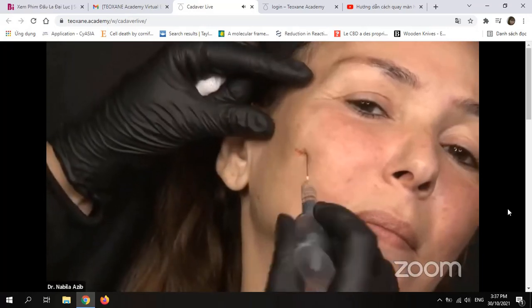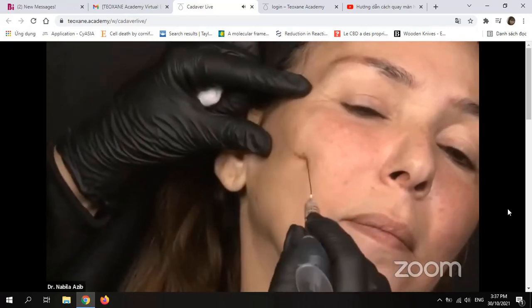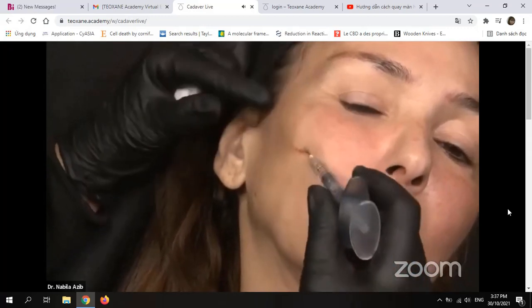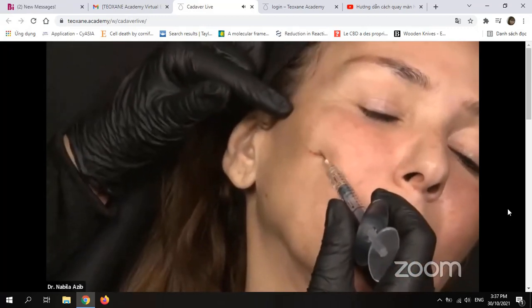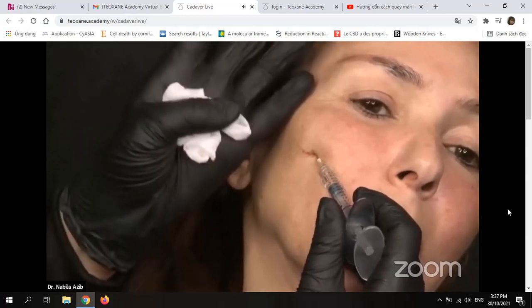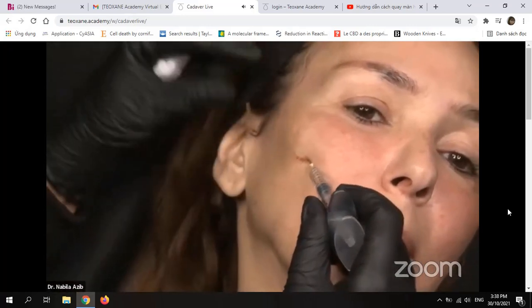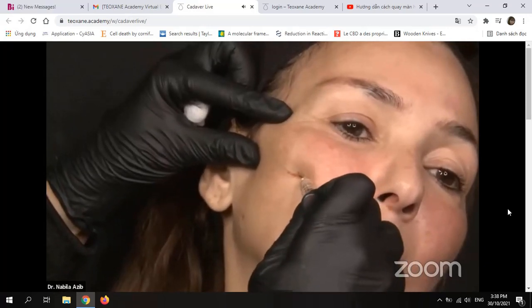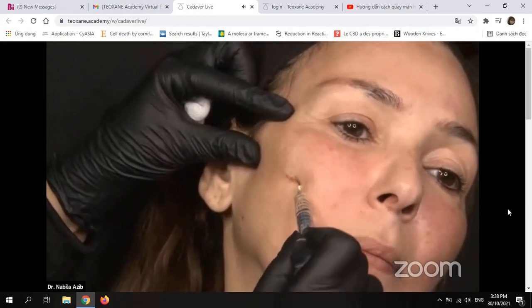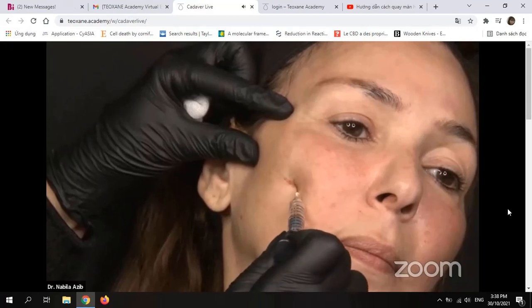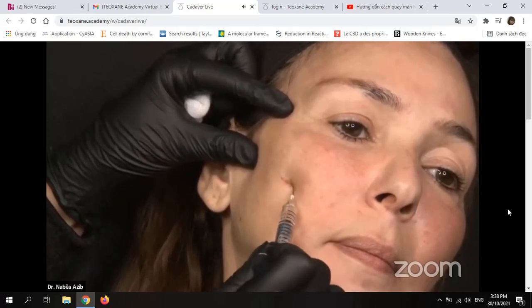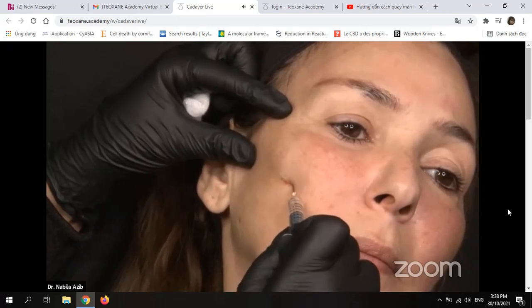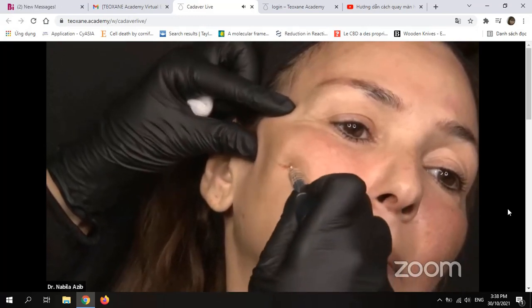So don't forget to go until the hairline. Now the tip of my cannula is here, in order not to have this demarcation when the patient will be smiling. So this is why I'm using a long cannula of 50 millimeter, because I want the lateral cheekbone to be totally improved and not only the inferior one.